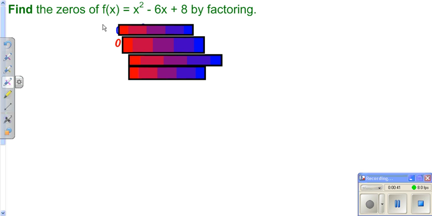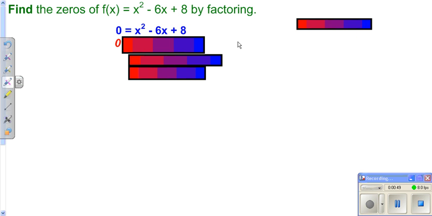So here we want to find our zeros by factoring. Find your zeros, you set equal to 0. There's no greatest common factor, so you're going to do just two parentheses side by side. At the beginning of each parenthesis, you'll put x. And you want to think, okay, what numbers multiply together to give me 8, but yet add together to give me a negative 6?